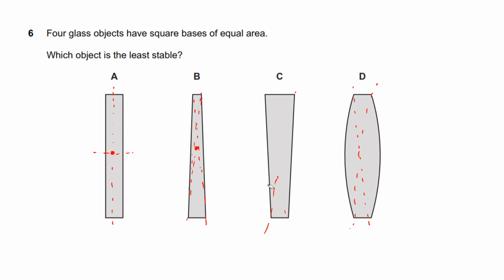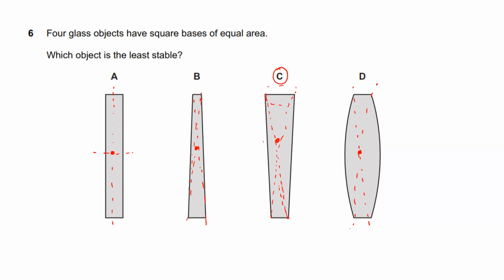So we can see that almost all these three figures have the center of gravity somewhere here, whereas if we draw a straight line here, and if we try to draw a straight line here, this will have center of gravity more towards this side. So eventually, we can say that shape number C will be least stable.